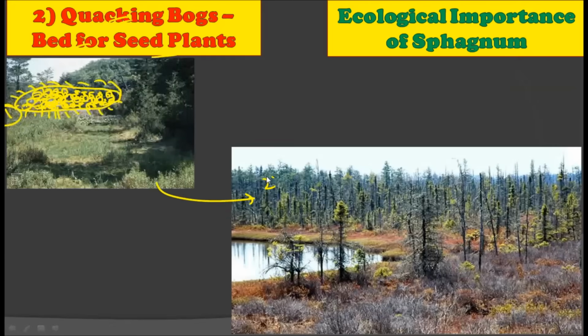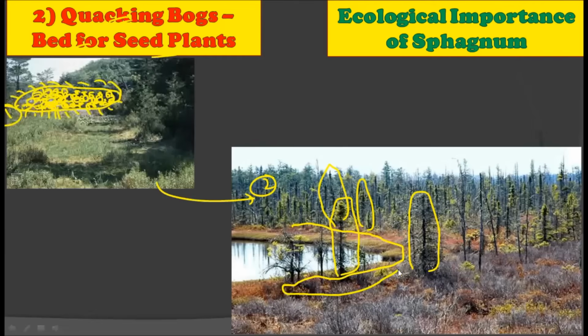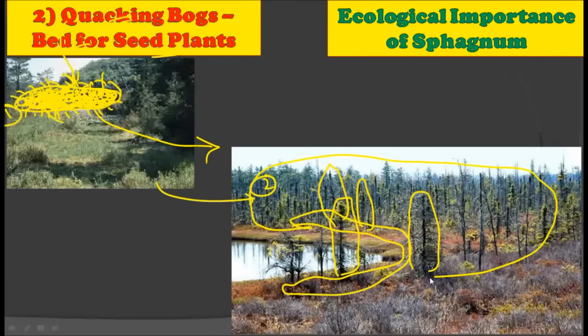Now consider this second picture. In this second picture, you will see luxuriant trees growing around the water body. This is because this area is completely converted into soil by the sphagnum, and now large trees can grow there. This water body which got converted into soil is also called a quaking bog. Now these quaking bogs are used as a bed for the seed plants. Once there are seed plants growing, then this type of climax community you will find there.